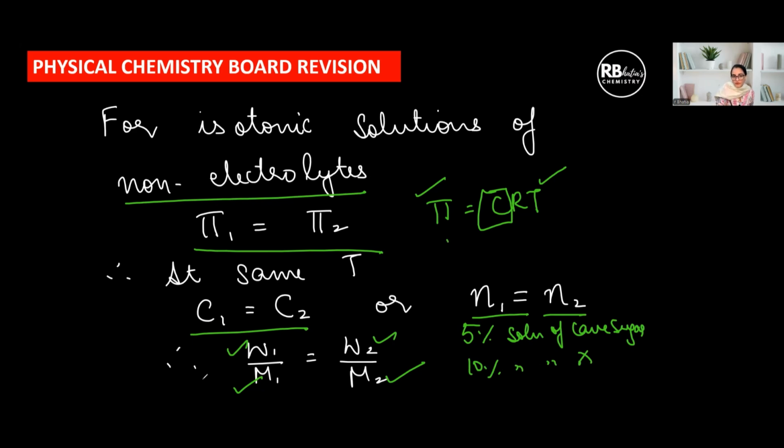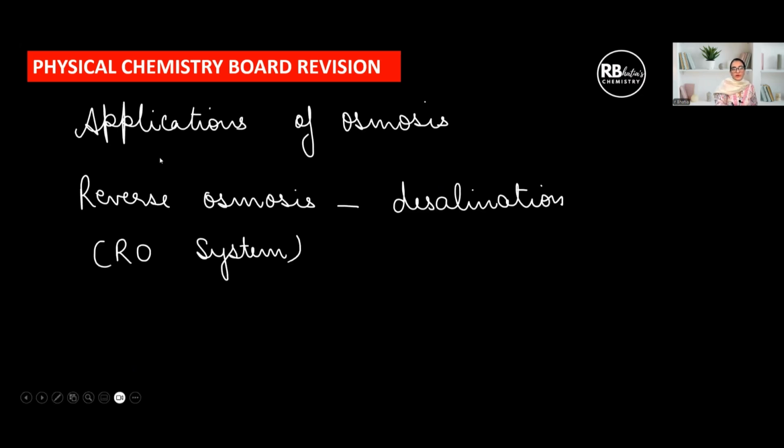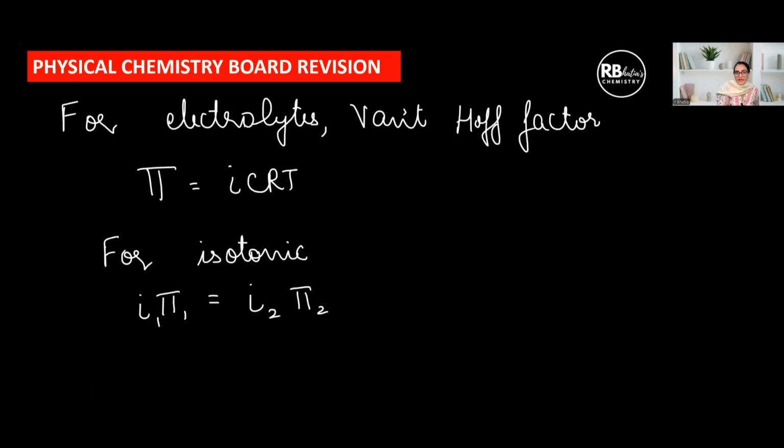What are you going to do? You're simply going to put here 5 upon 342. That is weight of solute upon molecular weight, right, is equal to 10 upon molecular weight of X. Just solve it and you get the answer. This type is very important. Then for electrolytes, Van 't Hoff factor, pi is equal to iCRT. For isotonic solutions, it will be i1 pi 1 is equal to i2 pi 2.